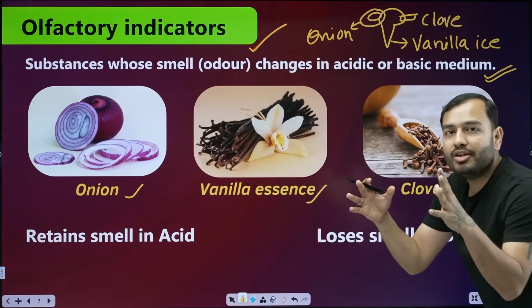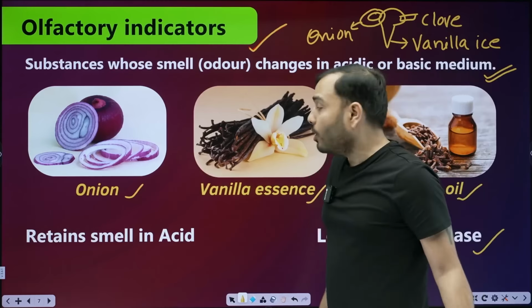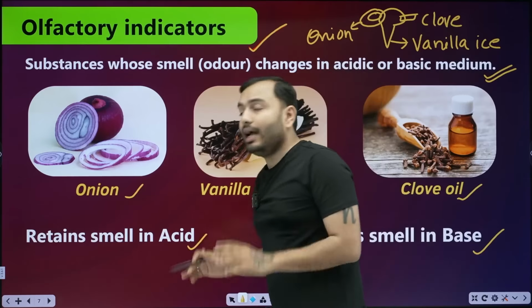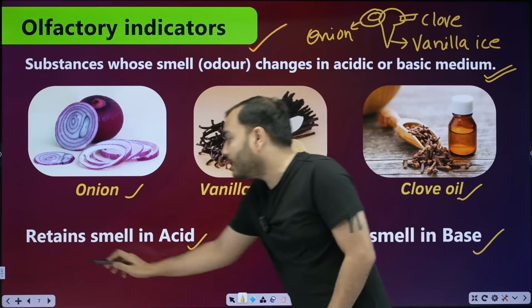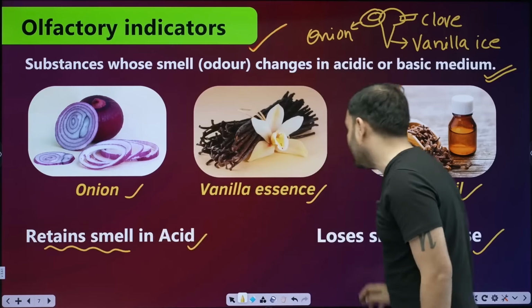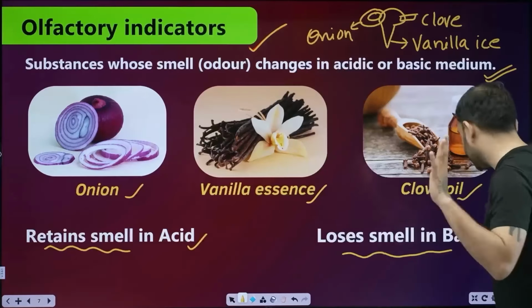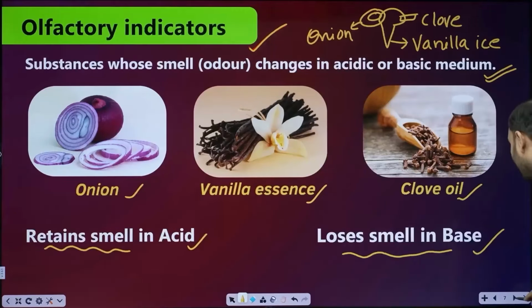Clove has a smell of its own. You add base to the onion, then the smell disappears. So what do these bases do? They make the smell disappear. And if we talk about acid, then acids retain smells. Retain smell in acid, loses smell in base. Clear now? These are olfactory indicators.